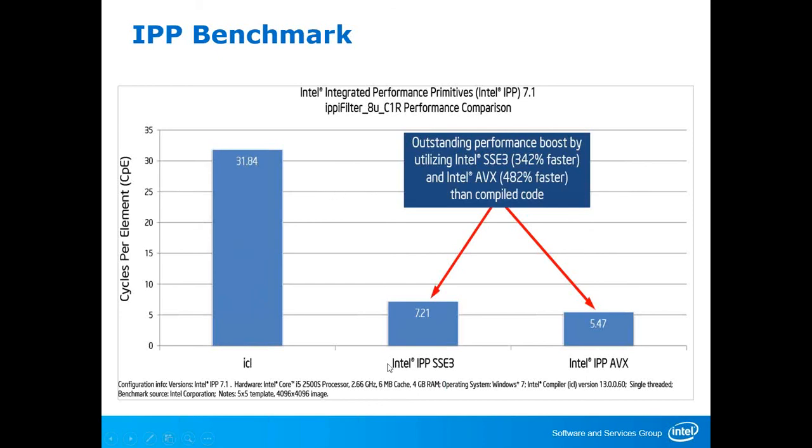Whereas the same function, with Intel IPP with SSE3 optimization, took 721 cycles, and Intel IPP with AVX, or advanced vector extensions, it took just 5.47 cycles. So that is like 342 times and 482 times faster than the code compiled by ICL.